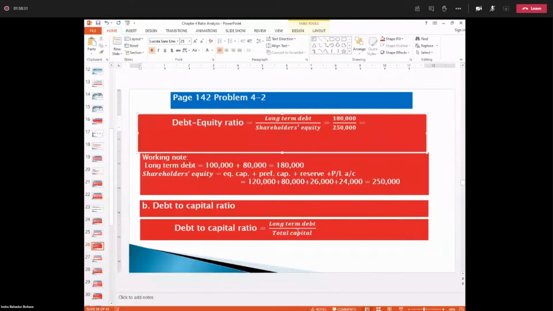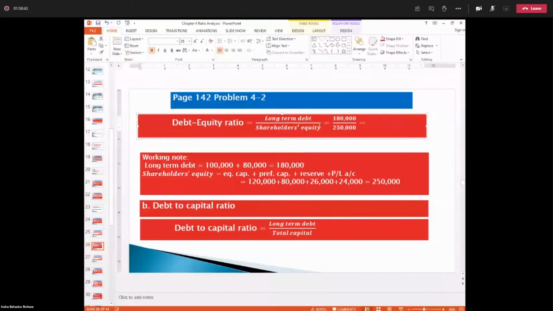Its answer should be calculated in pure ratio form. It can be expressed in percentage, no problem, but technically, conceptually, it should be calculated in pure ratio form. Pure ratio form is to 1. Divide, you get 0.72. 0.72 is to 1, or it means 72%, no problem. 0.72 means 72% out of 100.